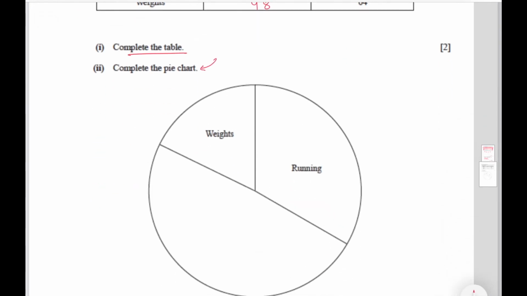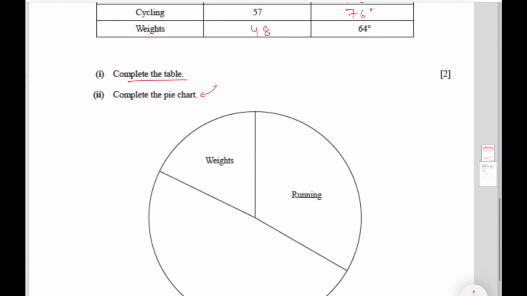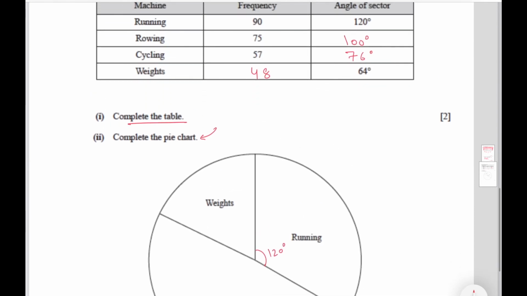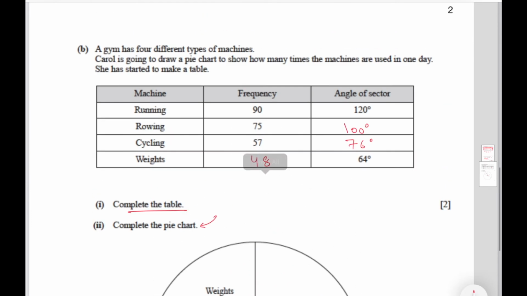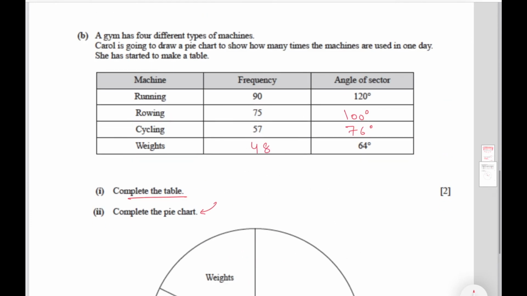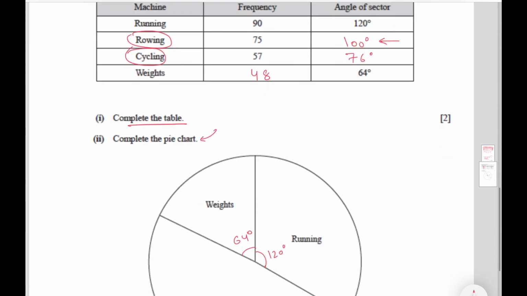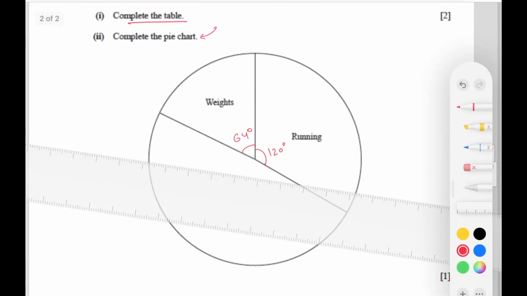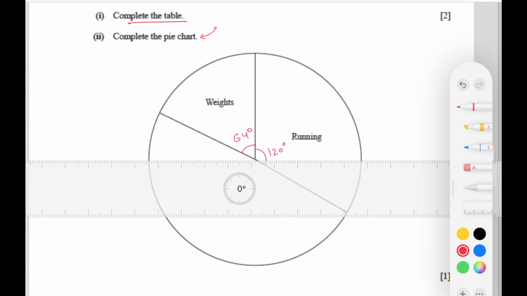So I'm going to use the scale that I have on this iPad. First of all, the running constitutes 120 degrees and the weights constitute 64 degrees. What we have to find is we have to complete the pie chart for the rowing and the cycling bit. So for the rowing, I need to be precise at 100 degrees. So let's see. The scale that I have, when it's horizontal, it gives me a 0.